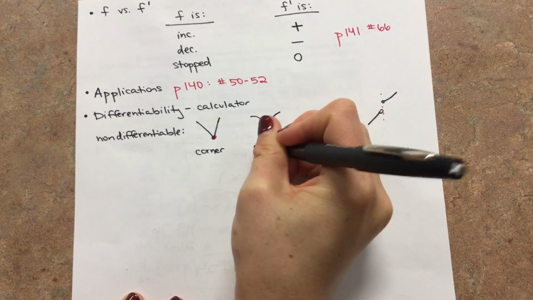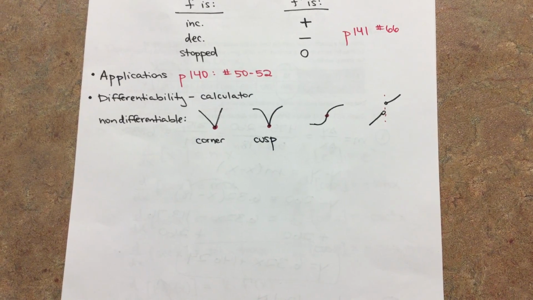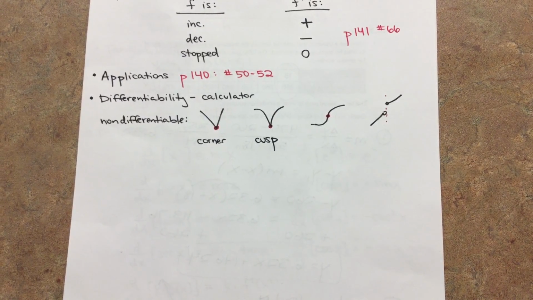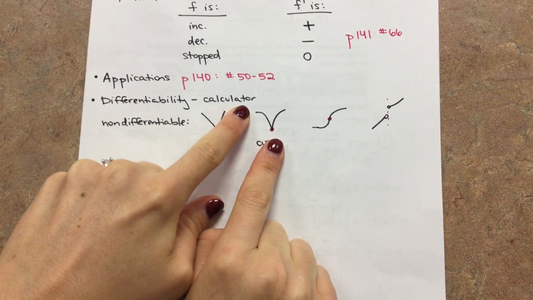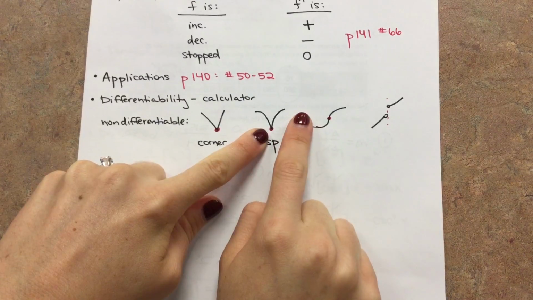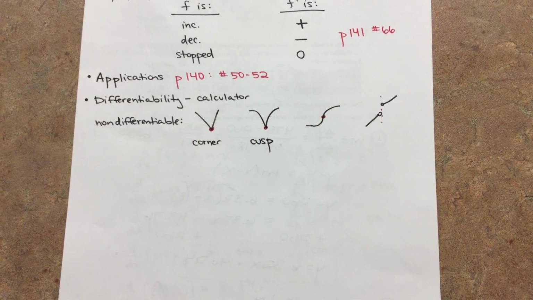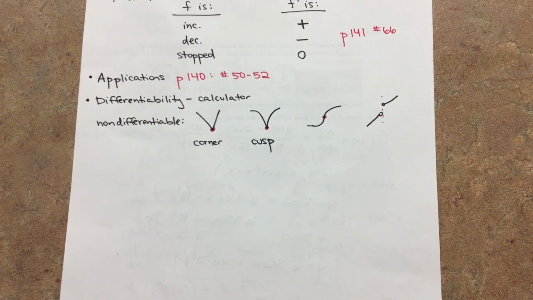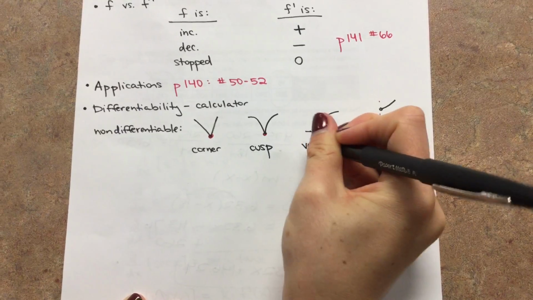This one's called a cusp. Really similar idea to a corner, except these ones are getting steeper and steeper as they move towards that point. So while these ones are just a constant slope on both sides, the cusp is getting steeper and steeper towards negative infinity, steeper towards positive infinity. So still a mismatch from the left and from the right, very similar to a corner. This one is a vertical tangent line.